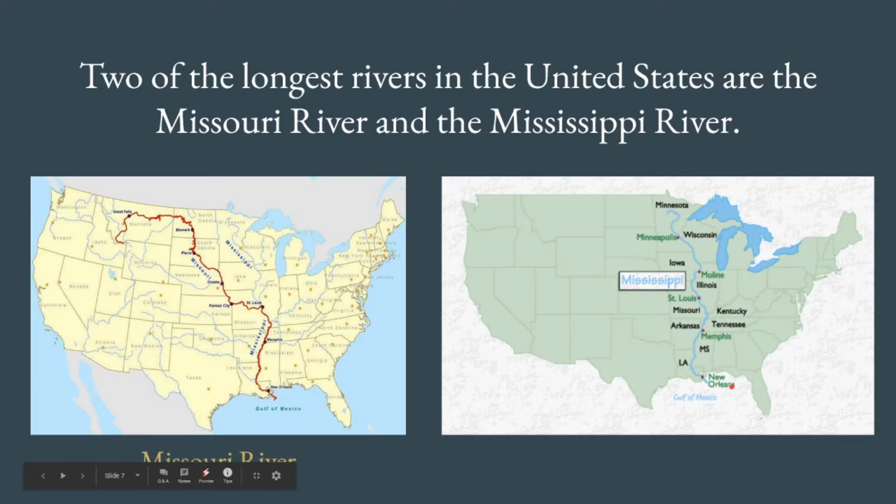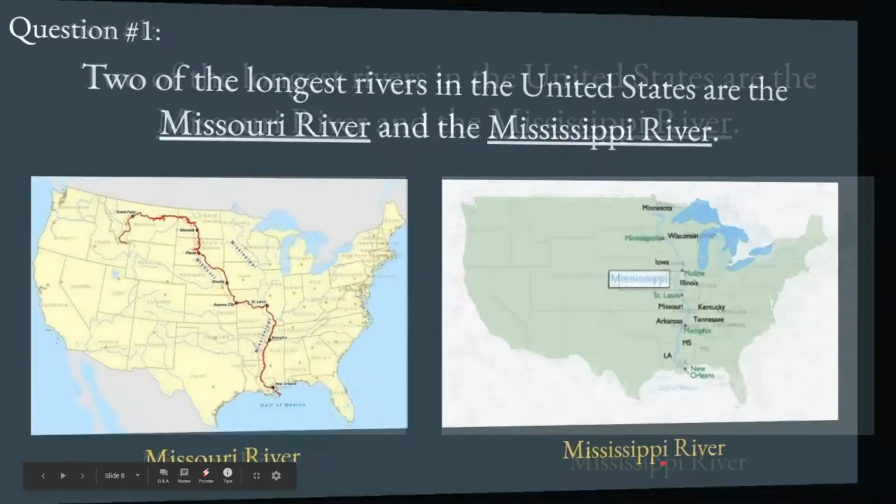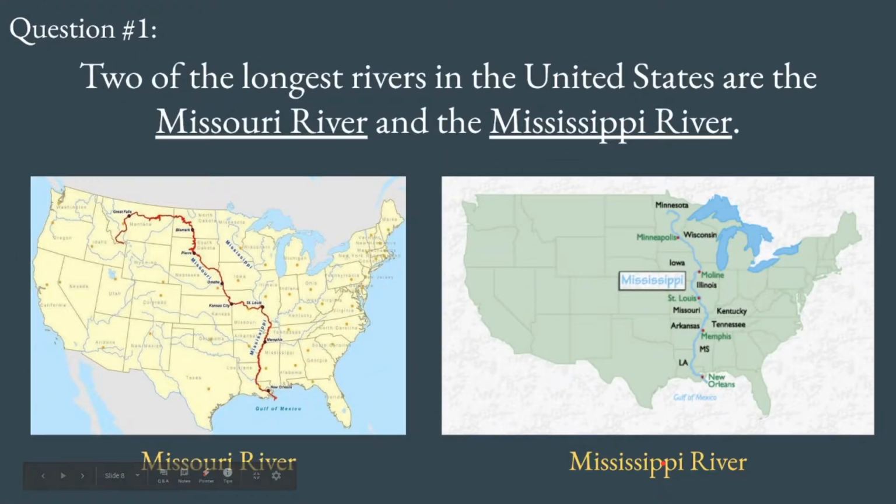All right, so for question 1 on your worksheet, it asks, name one of the 2 longest rivers in the United States. Either of these 2 answers is correct, the Missouri River or the Mississippi River. Go ahead and write in whichever one is the easiest for you to remember.